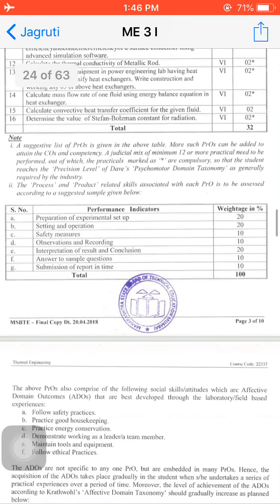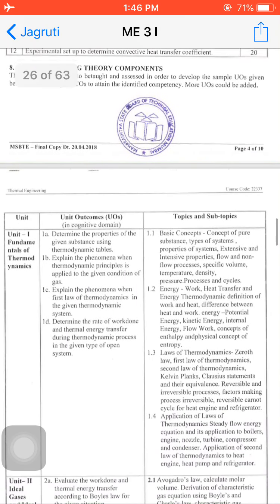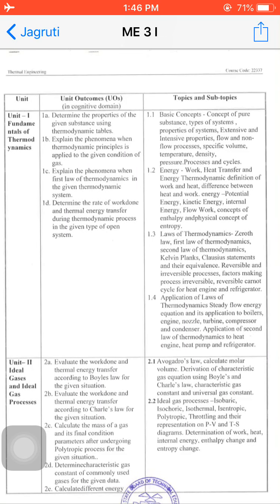Now we have to see the actual syllabus of Thermal Engineering. There are 6 units in this subject. Unit first, fundamentals of thermodynamics. Fundamentals of thermodynamics includes various topics and subtopics.